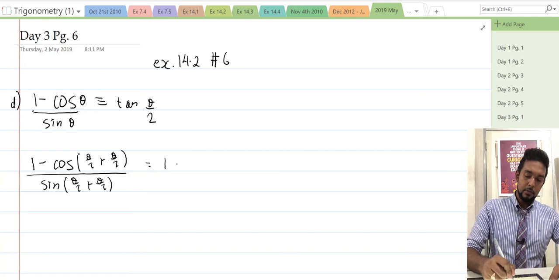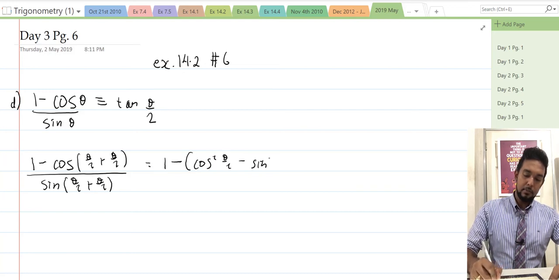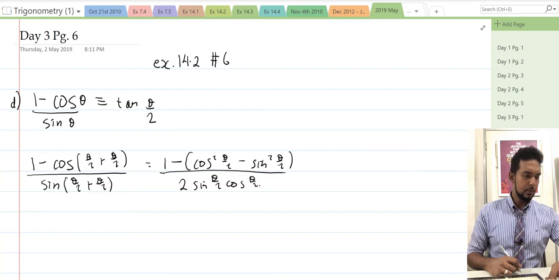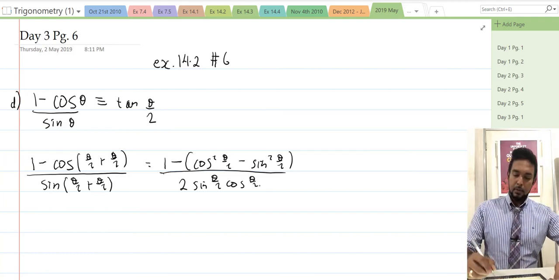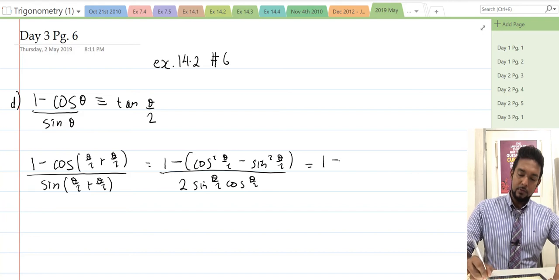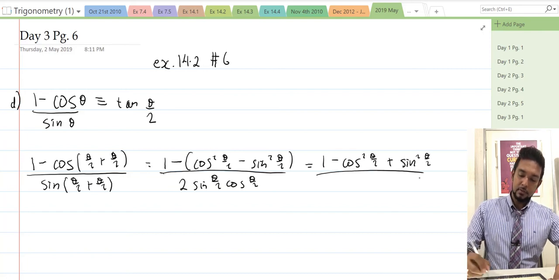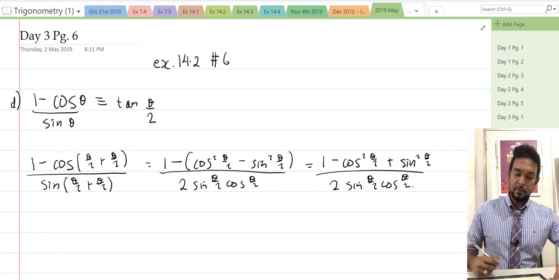So 1 minus cos of 2 theta will give us, once again, cos squared minus sine squared of a half theta, all over 2 sine of a half theta cos of a half theta. Sorry, no, okay, right. Now we have 1 minus cos squared of a half theta plus sine squared of a half theta, all over 2 sine of a half theta cos of a half theta.